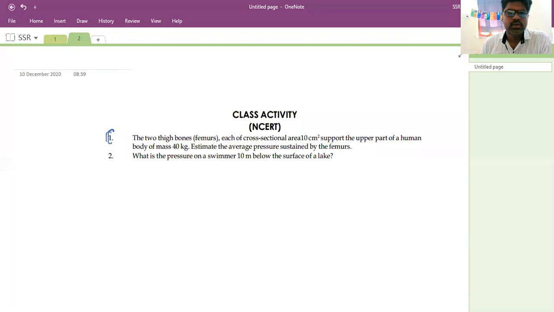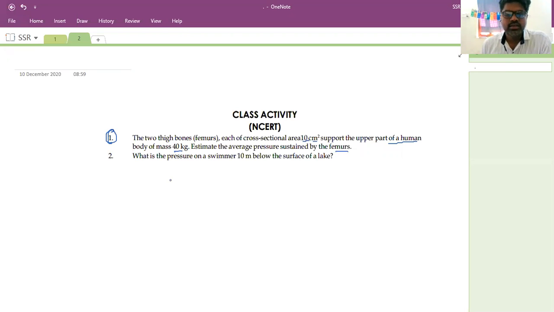First question. The two thigh bones, femurs, each of cross-sectional area 10 centimeters square, support the upper part of a human body of mass 40 kg. Total mass is 40 kg. Estimate the average pressure sustained by the femurs.